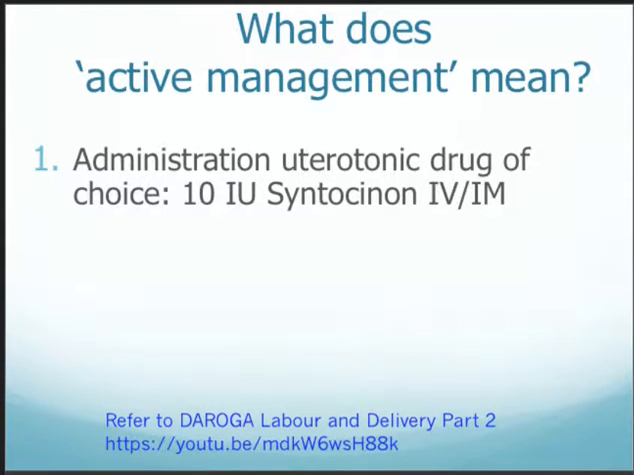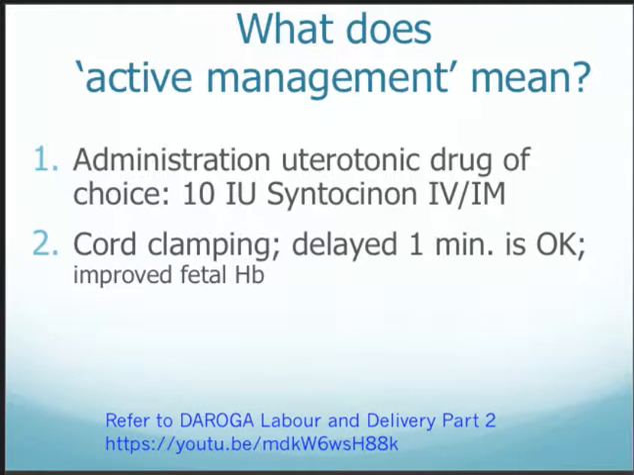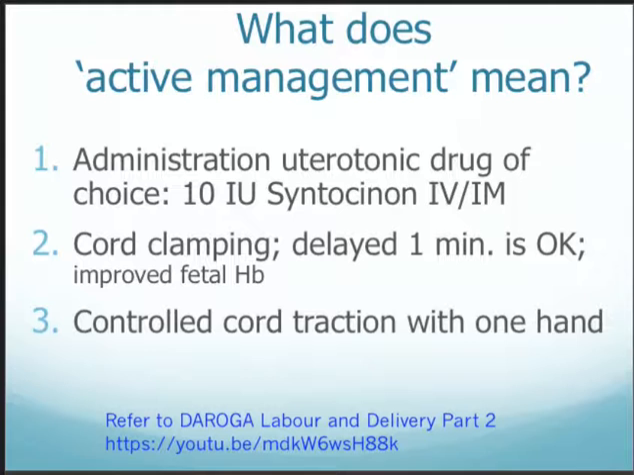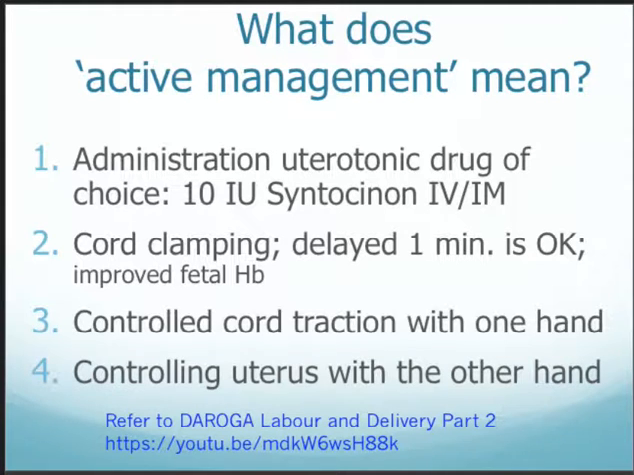What does active management mean? Firstly, we administer a uterotonic drug of choice, and if there's IV access, that will be 10 international units of syntocinon, or if not available, it could be given intramuscularly. Then cord clamping. The evidence now tells us it's okay to wait for 1 minute, because that improves the fetal hemoglobin without any side effects. Controlled cord traction with one hand, whilst the other hand keeps the uterus at bay.